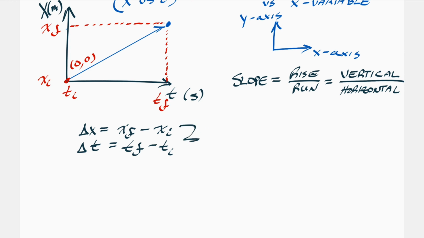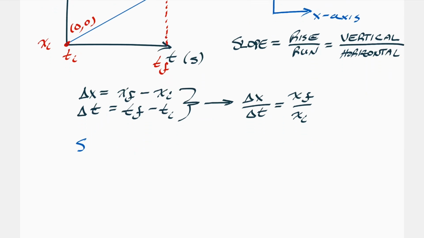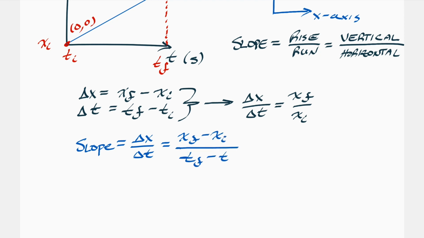And so for this particular case, because we know we're starting from 0, 0, we can say that the slope, delta x divided by delta t, is equal to x final over t final, right? For this particular circumstance, this is really the formula you want to remember. So the slope of an x versus t graph is equal to delta x over delta t, which is x final minus x initial over t final minus t initial. Okay, so in our particular case, this is what the slope is.